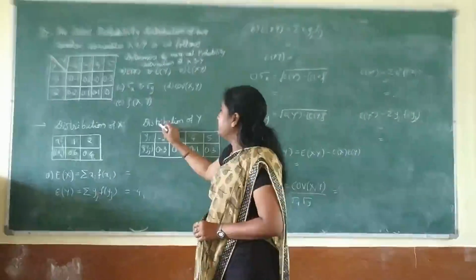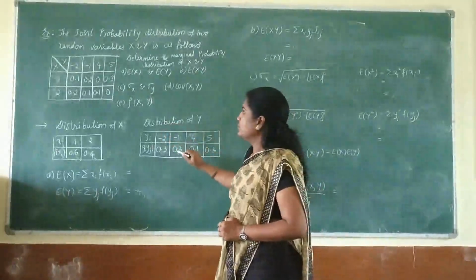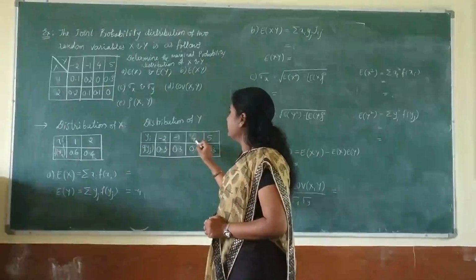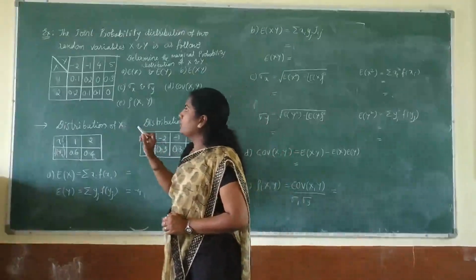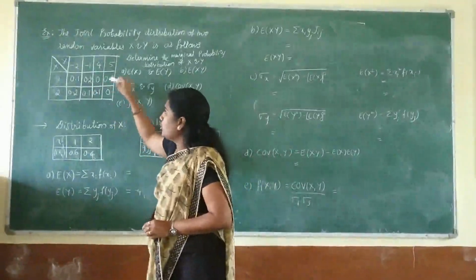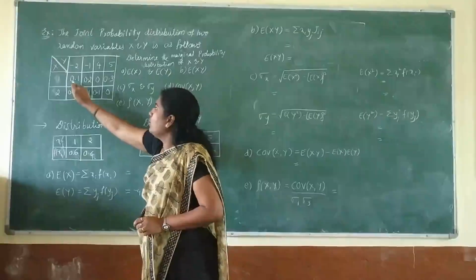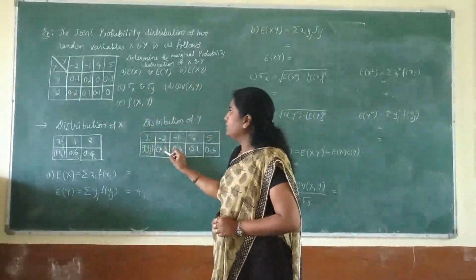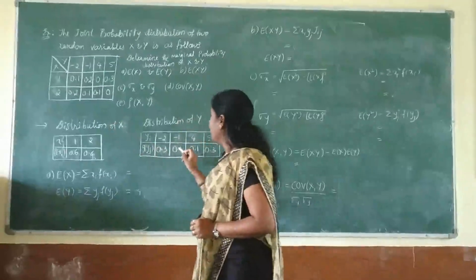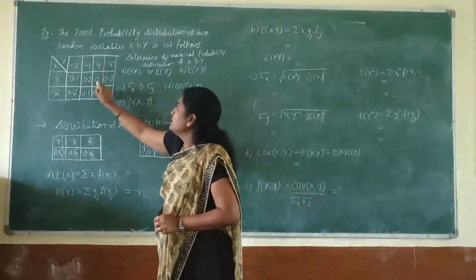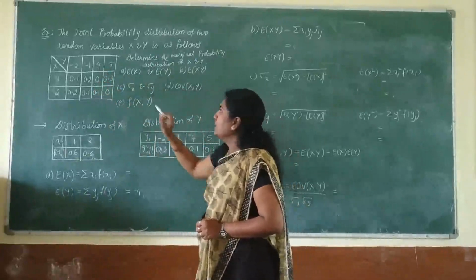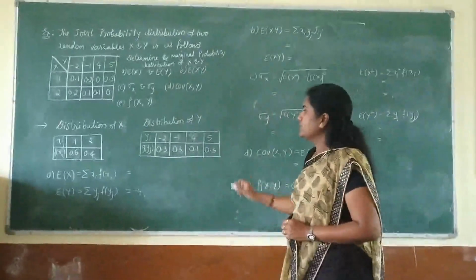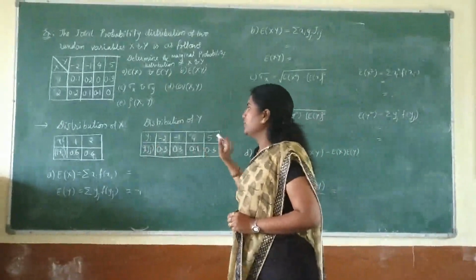Next, we will find the distribution of y. The y values are -2, -1, 4, 5. Here we get f of y by adding the rows. For -2, 0.1 plus 0.2 is 0.3. Next, 0.2 plus 0.1, again 0.3. For 4, 0 plus 0.1 is 0.1. For 5, 0.3 plus 0 is 0.3. This is the distribution of y, so the distributions of x and y are completed.